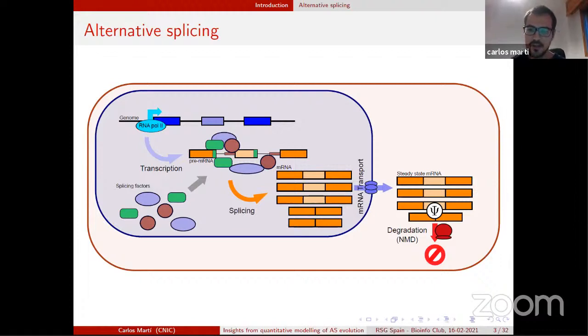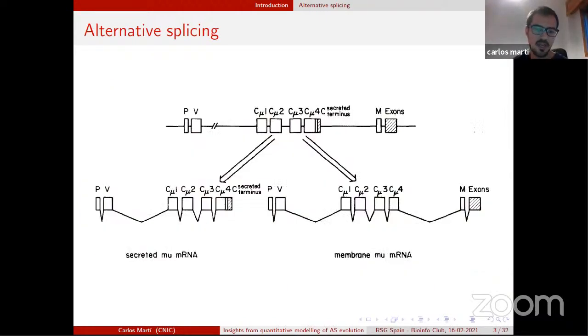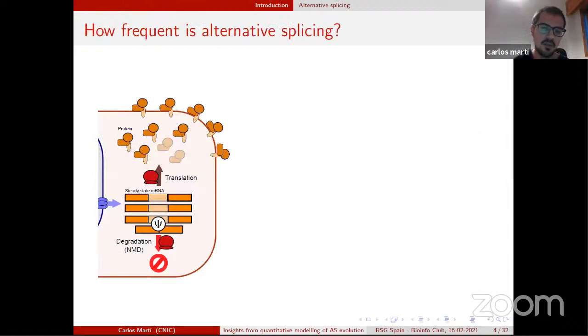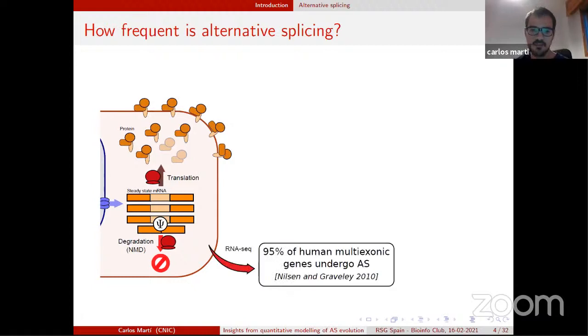Now, these transcripts that are now in the cell, some of them may be translated into different proteins and potentially code for different functional proteins. This is the case of the IgM gene, which was one of the first characterized to be alternatively spliced, and which allows it to produce different functional proteins, one that is secreted and one that is bound to the membrane. However, it was not until a couple of years ago that we started to know how frequent this was at the whole genome level. First studies with RNA-seq showed that over 95% of human multiexonic genes actually undergo alternative splicing.